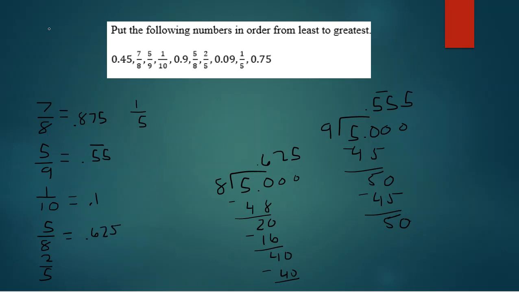2/5, and we can actually write that as tenths if we want. That would be 4/10, and then we can just write that as 0.4. And then 1/5, that's the same as 2/10 or 0.2.